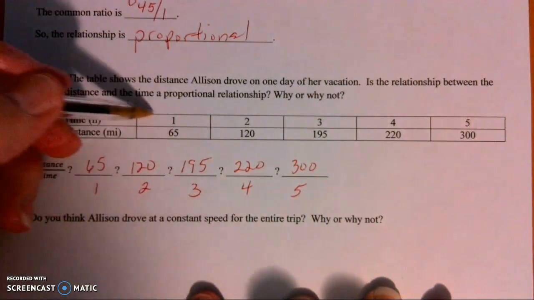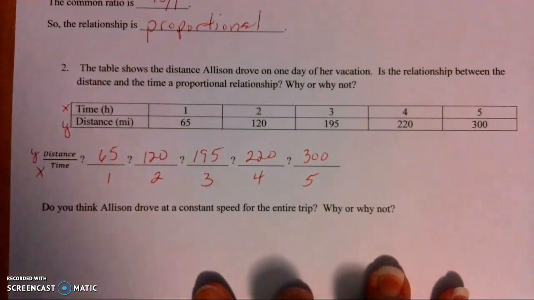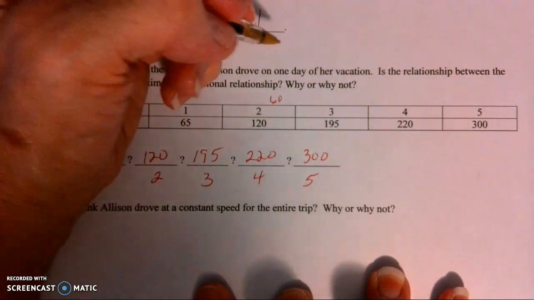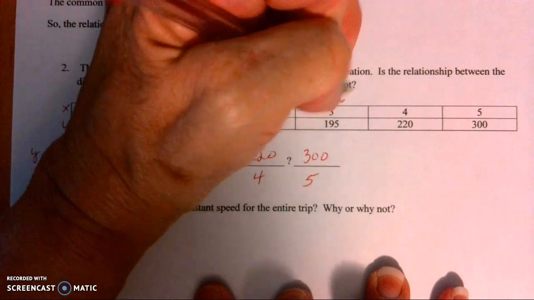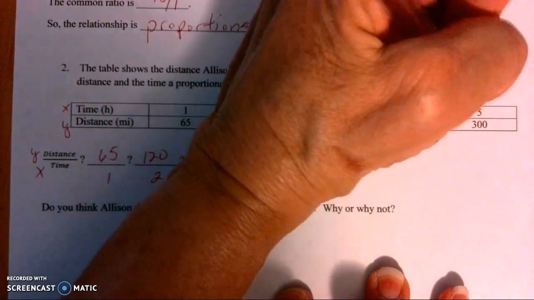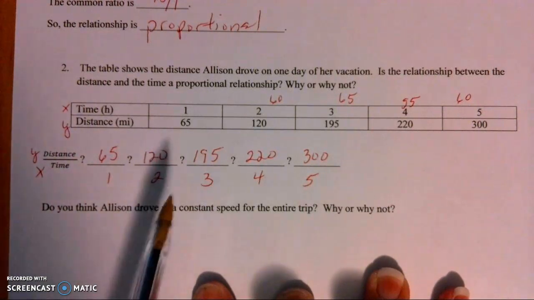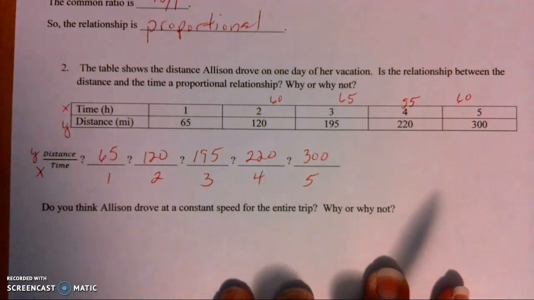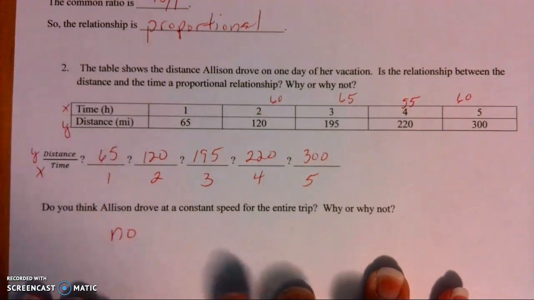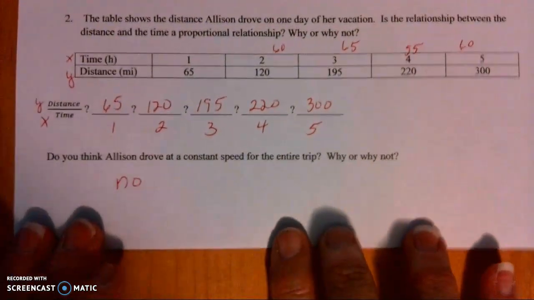Now, as I start dividing to see if these are equal ratios, if I divide 120 by 2, that is actually 60. 195 divided by 3 is 65. 220 divided by 4 is 55. 300 divided by 5 is 60. I can see right away that this is not proportional. She did not maintain a constant speed throughout her entire trip. So she did not drive a constant speed. This is not proportional. And then it asks why or why not.